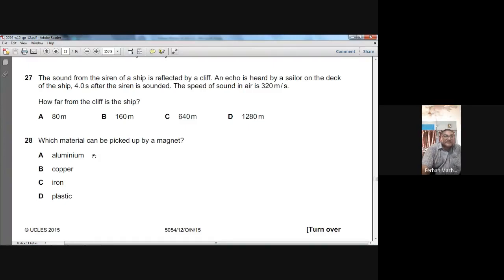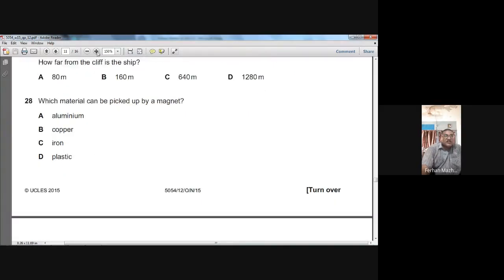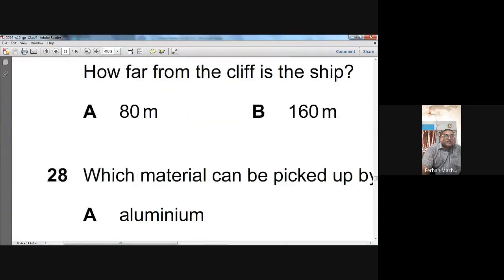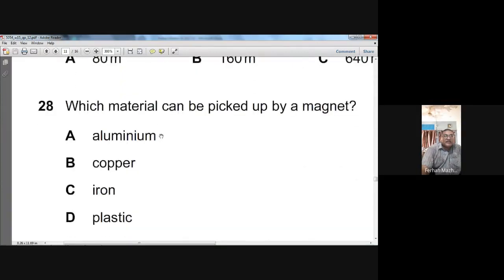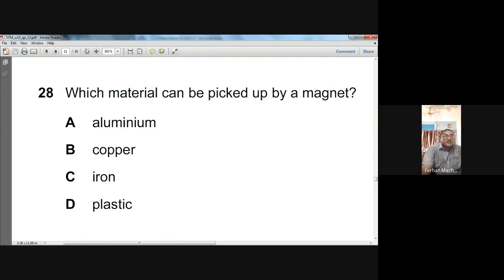I hope you understand. Okay, on your screen we have question number 28. The question is, which material can be picked up by a magnet? Very simple. Iron is a magnetic material, so iron can be picked up. For question number 28, C is the option.